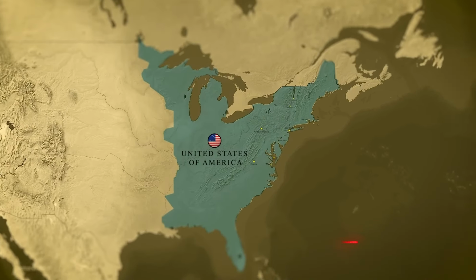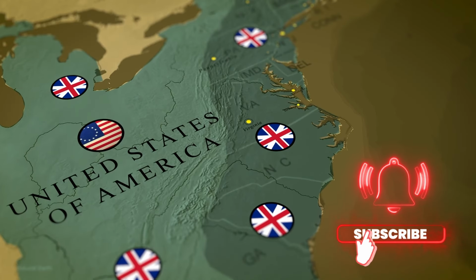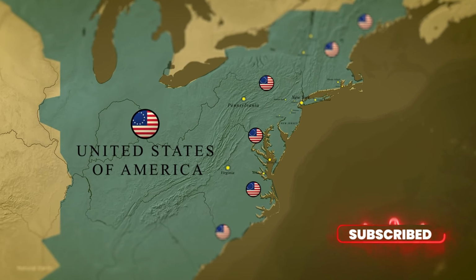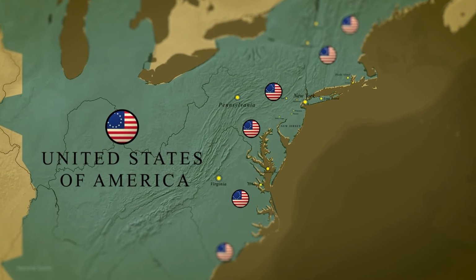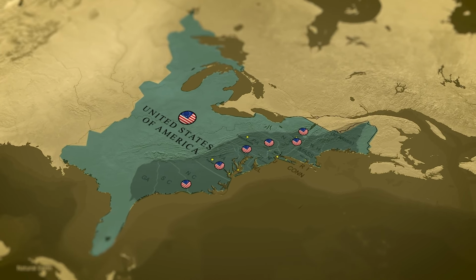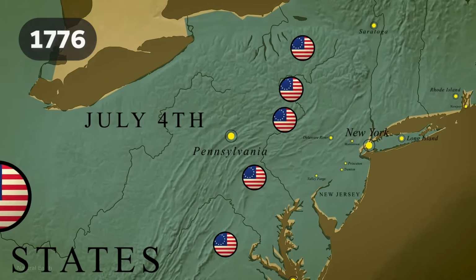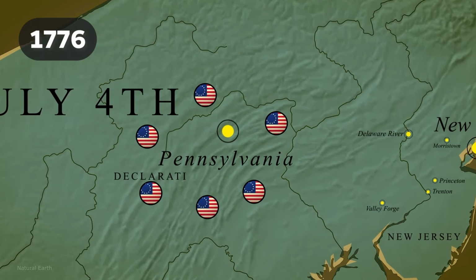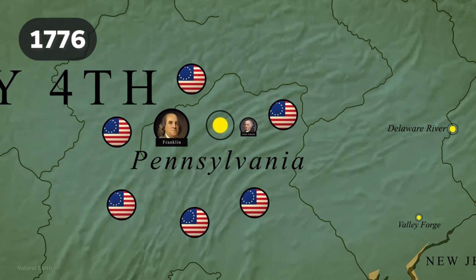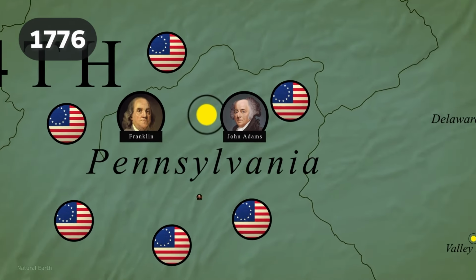It began as a response to oppressive British rule, with colonists yearning for freedom and self-governance. By June 1776, with the Revolutionary War in full swing, a growing majority of the colonists had come to favor independence from Britain. On July 4th, the Continental Congress voted to adopt the Declaration of Independence, drafted by a five-man committee including Franklin and John Adams, but written mainly by Jefferson.